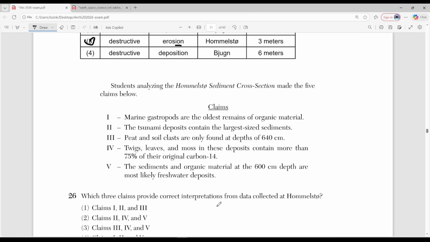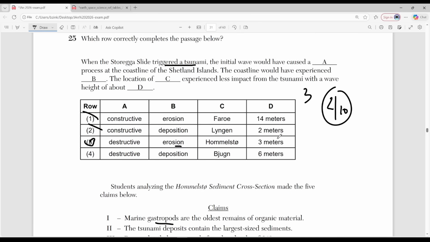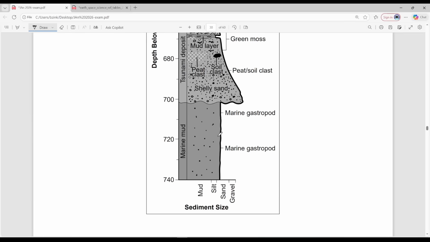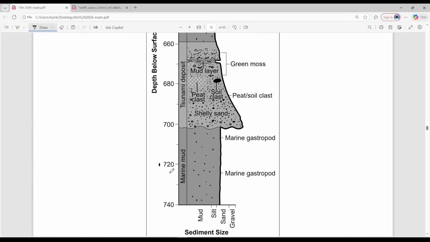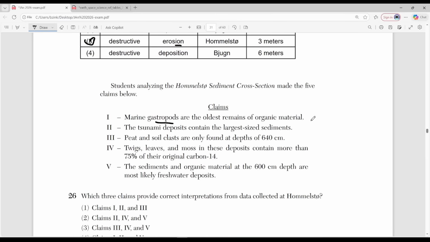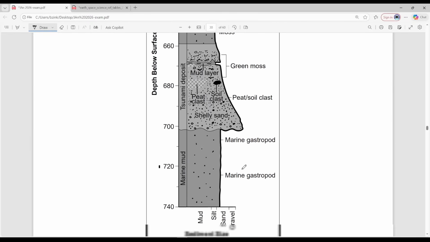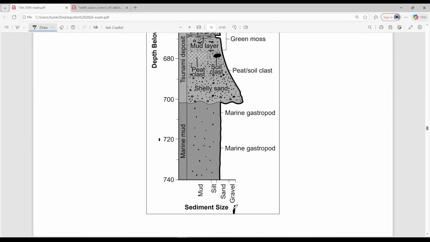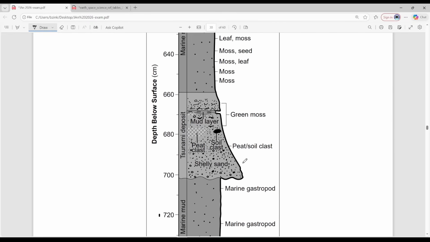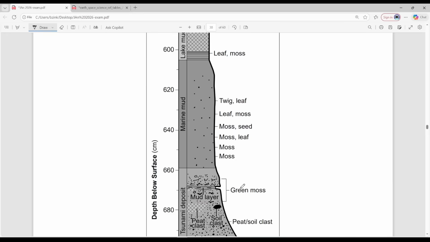Which claims are supported to be correct from the data collected? Marine gastropods are the oldest remains, so that's going to be the lowest on the bottom. So let's see, marine gastropods. Yeah, they're the oldest. So depth below. So marine gastropods are the oldest, so 1 is good. The tsunami deposits contain the largest size sediments. So let's see, does it say sediment size? Yeah, so sediment size is going to be gravel. So it looks like this layer is going to be stuck out there, tsunami deposits, so that's true. That's true.